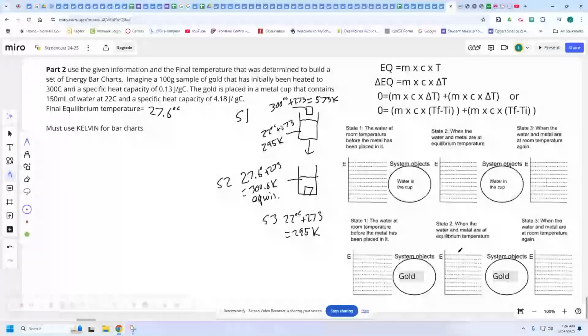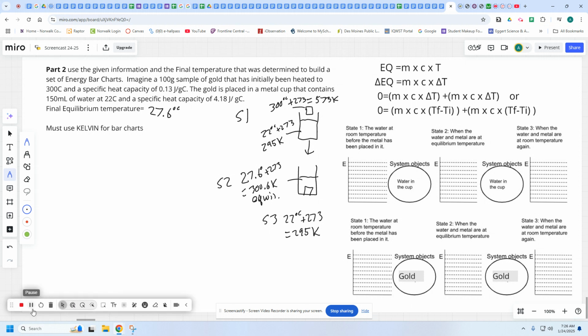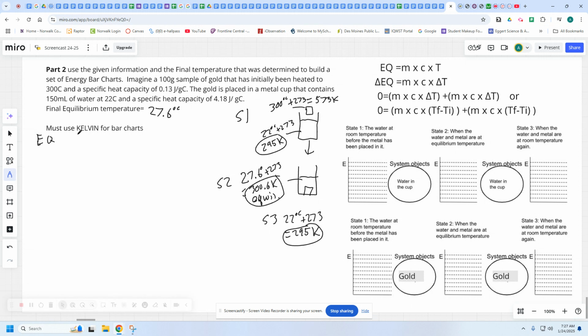Again, if you're caught up at this point, you might want to pause the video and try to calculate the EQ for every state and every object in the system before moving on and listening to the video. I'm going to do the calculations for water, state 1, state 2, and state 3 back to back. I want to remind you, I'm using this relationship over here: mass times C times T.